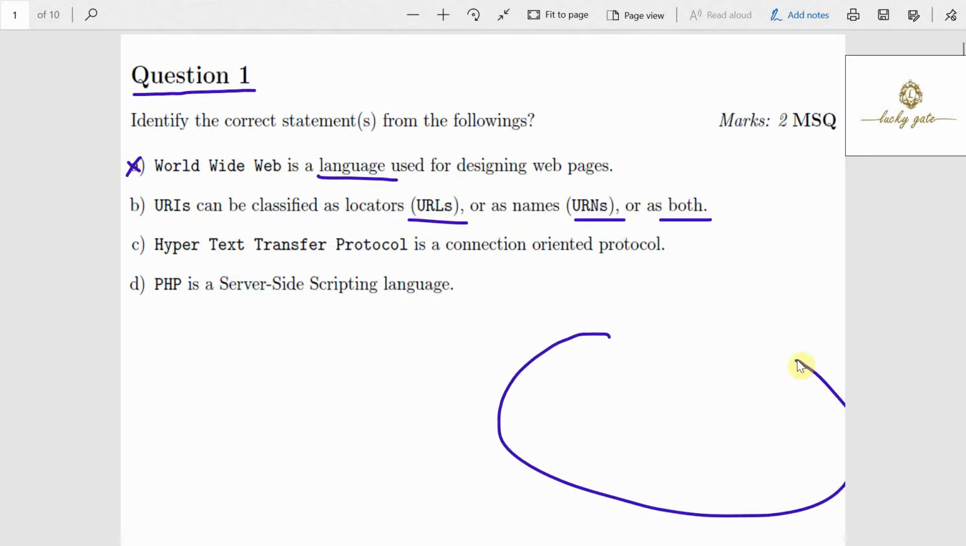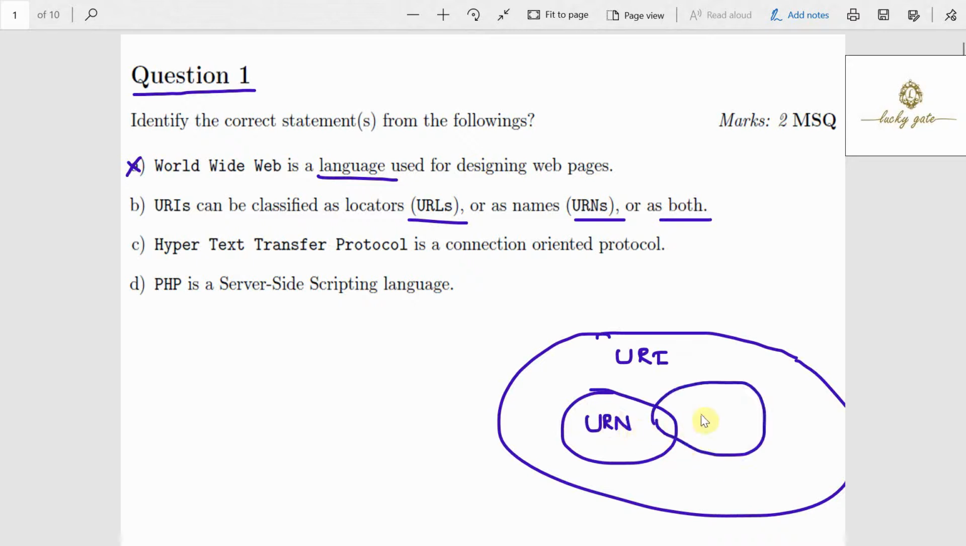Option B given, URIs can be classified as locators or names or both. What is URI? URI is called Uniform Resource Identifiers. It can be classified as URNs, Uniform Resource Name, or URL, Uniform Resource Locator, or both. Actually URN is for identity, and URL is for locating the resource. So URIs we can call URN or URL or both. So option B is the correct option.